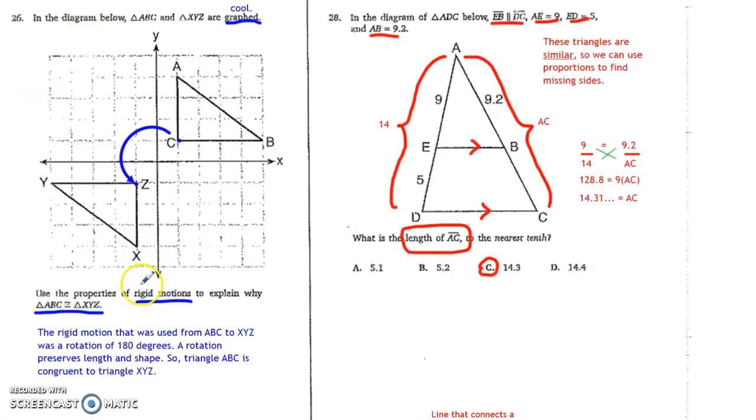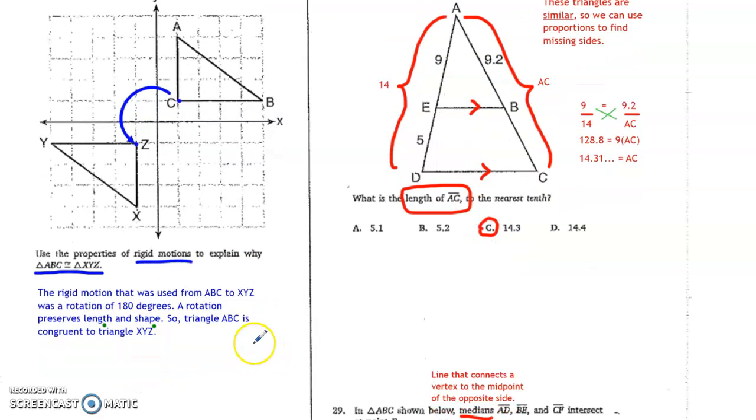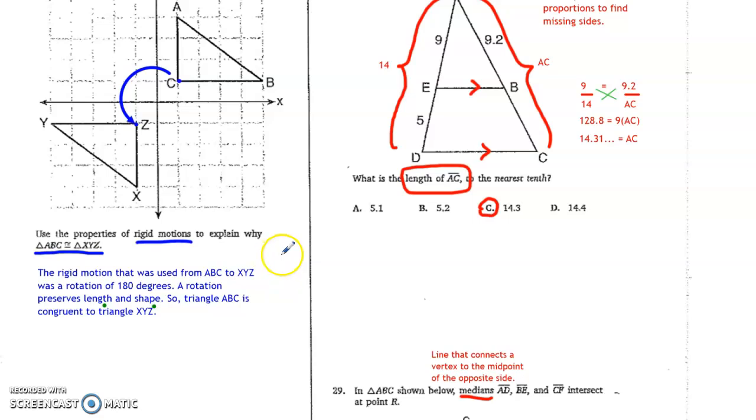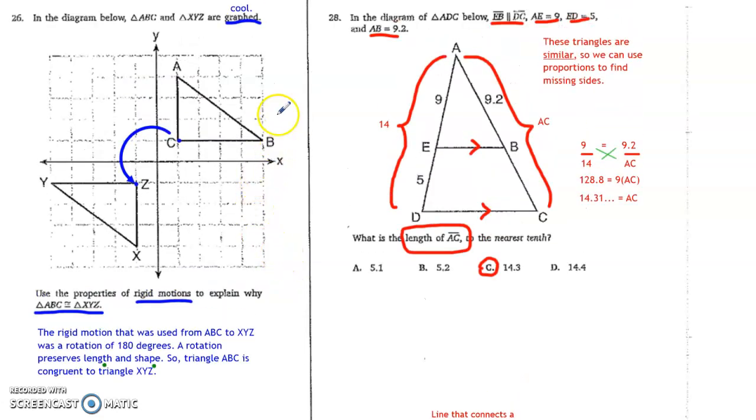Alright, looking at 26, it asks us to use the properties of rigid motions to explain why these two triangles are congruent to each other. Since it was a rotation that happened, a rotation preserves all sorts of things, like length and shape. So since it preserves those two things, these two triangles are congruent to each other. You should mention in your response that this is a rotation, not a reflection. You can tell it's not a reflection because of the way that the sides are oriented. This one is pointing straight up, and it's the one that's 3 units. So now it's pointed straight down, and it's 3 units. If it were reflected, it would be pointed to the left here.